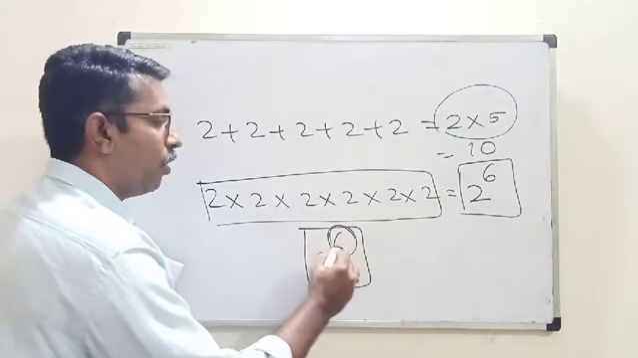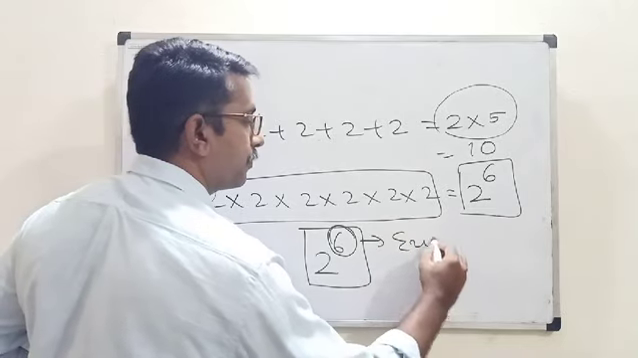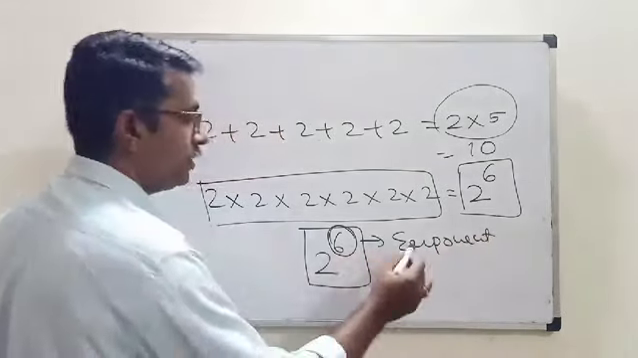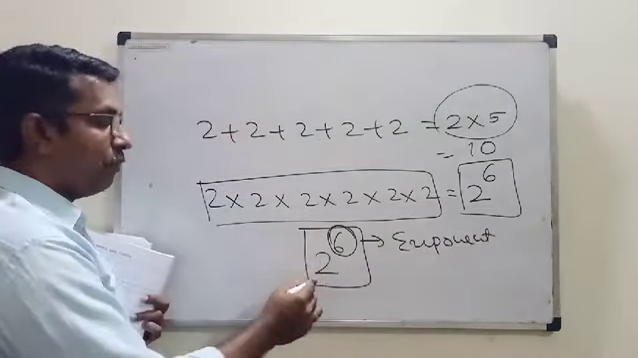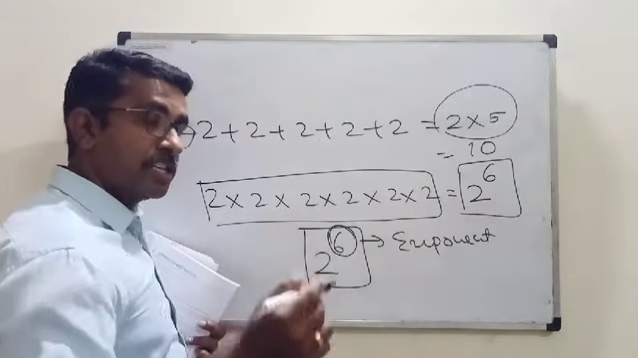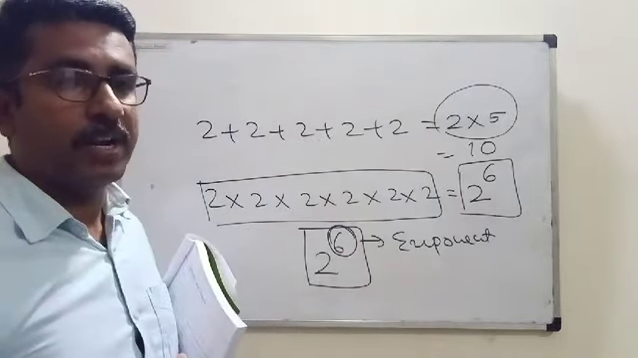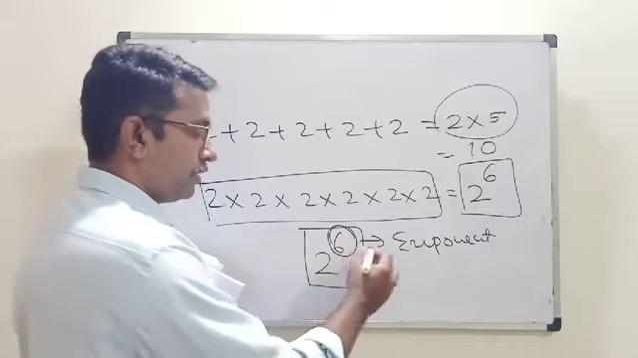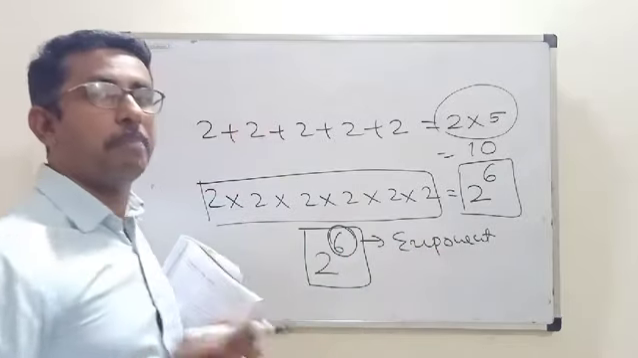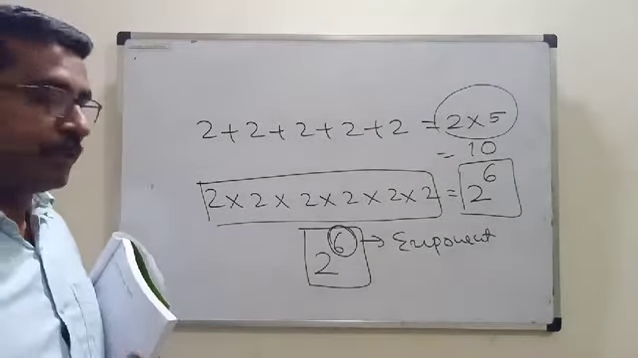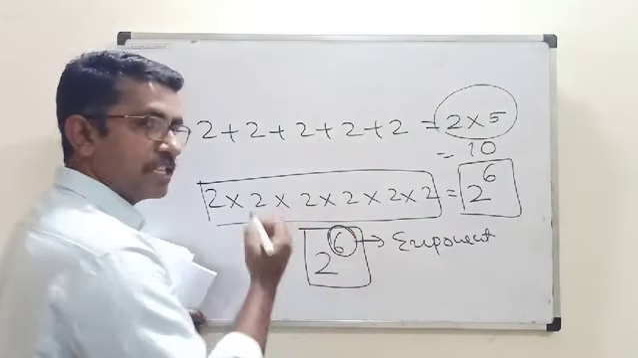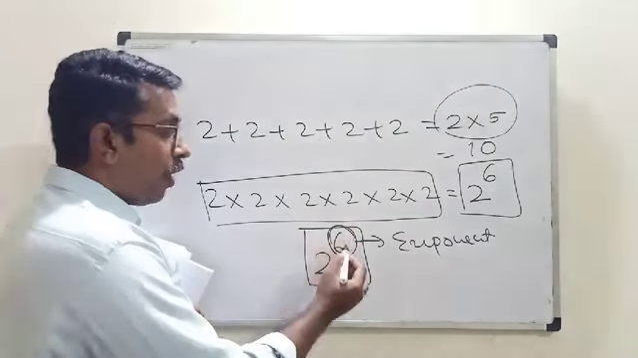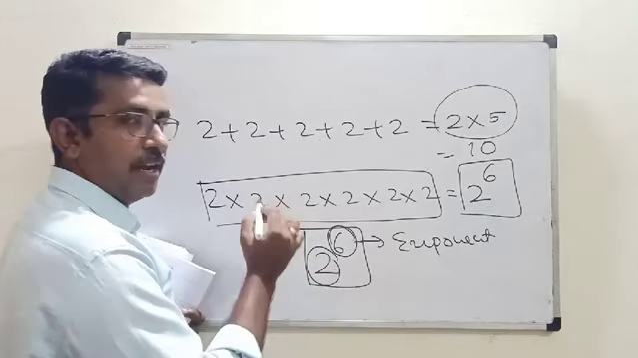So here you see, this number is called an exponential number. Here 6 is the exponent. Exponent has other names too: power or index. All these are used to express the same thing. Exponent, power or index. The 6 tells us how many times that number is multiplied with itself.